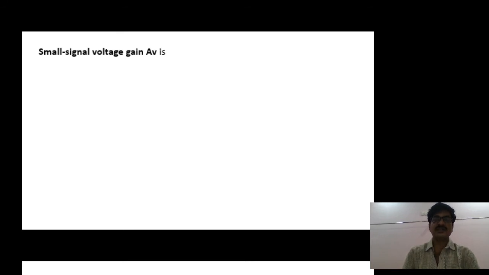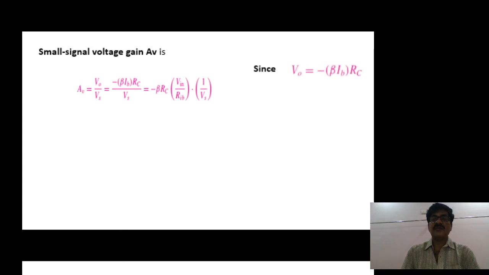Here V0 is the drop across RC only. That is, the drop across RC is minus beta IB into RC. That is the output voltage, which is equal to minus beta IB into RC. Now substitute this V0 in the voltage gain equation. So V0 is minus beta IB RC divided by Vs.